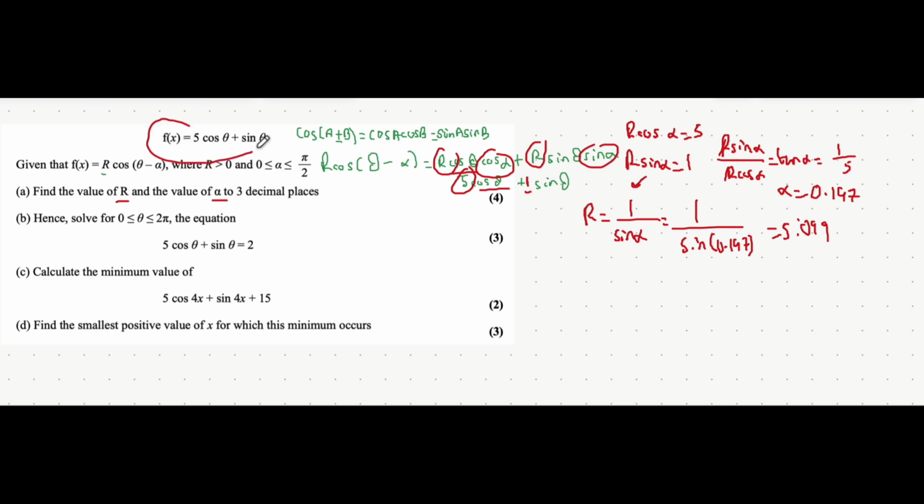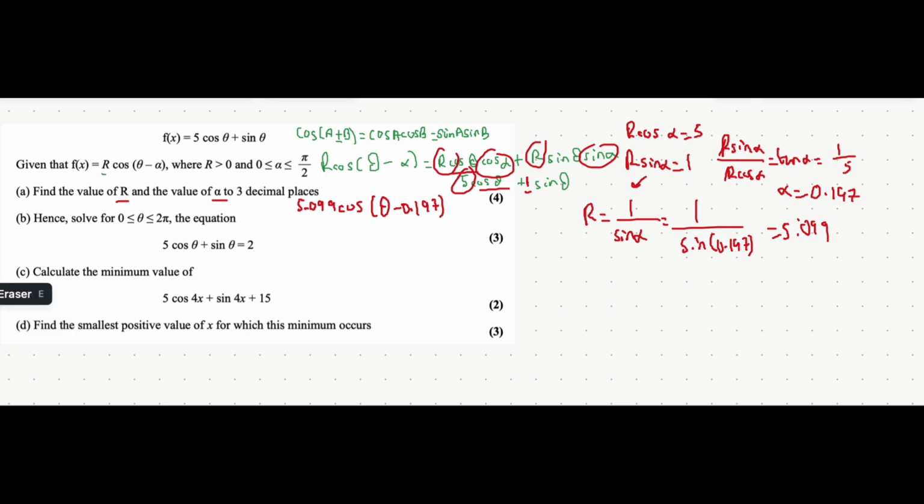What that means is that this whole expression here can be written as R, which is 5.099, and then cos of theta minus the value of alpha that we found, which was 0.197. Perfect. Let's now move on to how to use this in the next part of the question. It says, hence solve for this domain here. All of this expression, which we've already established can be written in this format, is equal to 2. So because we can write it in this format, let's write it in that format.